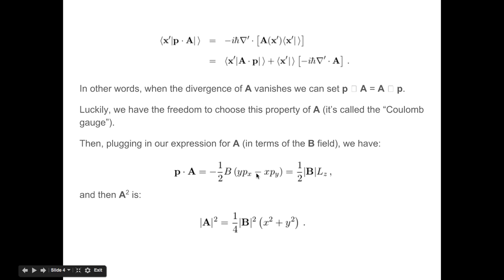All right, so finally, the A squared term that's in our Hamiltonian. We can write it in terms of the magnetic field and square it out, and we find something that looks like this.